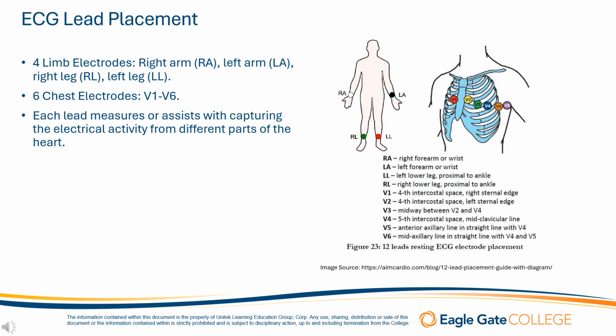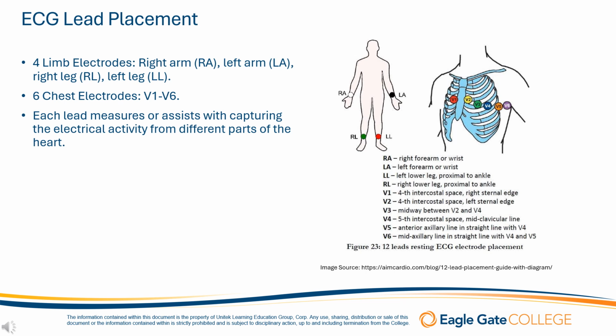Now let's take a quick look at the placement of ECG leads. This is crucial for accurately capturing the heart's electrical activity. Proper placement ensures reliable and accurate readings, and this is essential for diagnosing and managing cardiac conditions. So we've got 4 limb electrodes.